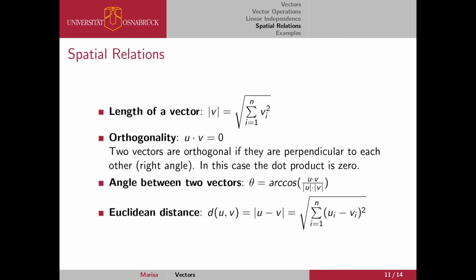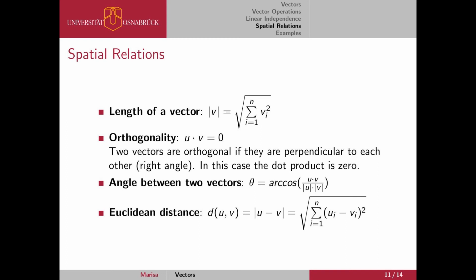The third spatial relation here is the angle between two vectors. So the angle theta between two vectors u and v is calculated by taking the arccosine of the dot product of the two vectors divided by the product of the lengths of the two vectors.